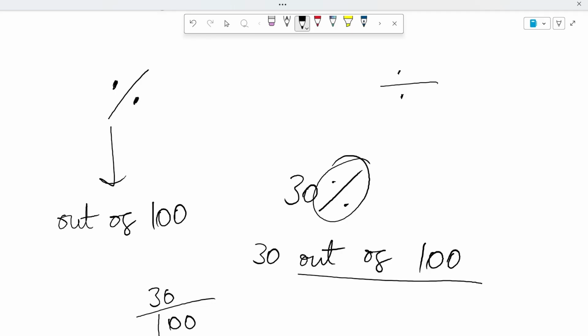And really that's all that's in 1.1. Looking at those fractions and percentages, just having an understanding of what they mean, and we'll deal with them in greater detail in later videos. So I hope that helps.